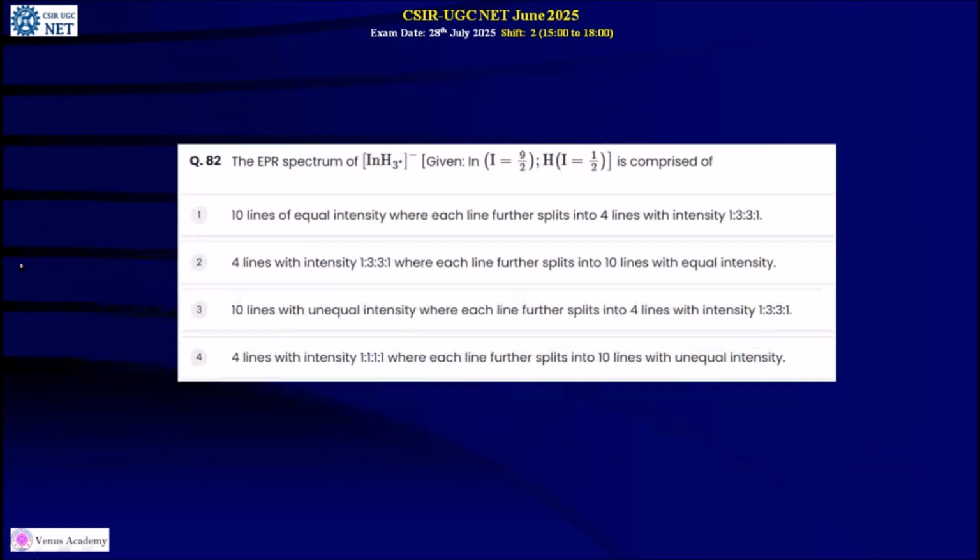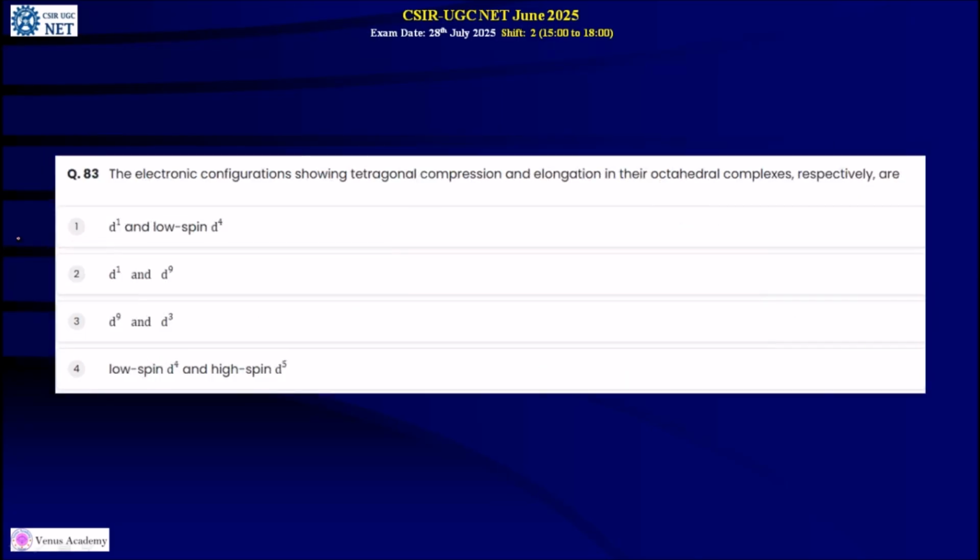Next, question number 82. The EPR spectrum of indium is given. Indium I equal to 9/2, hydrogen I equal to 1/2, is comprised of. Question number 82, option number 1 is the correct option, students. Next, question number 83. The electronic configurations showing tetragonal compression and elongation in their octahedral complexes respectively are. Question number 83, option 2 is the correct option, students.